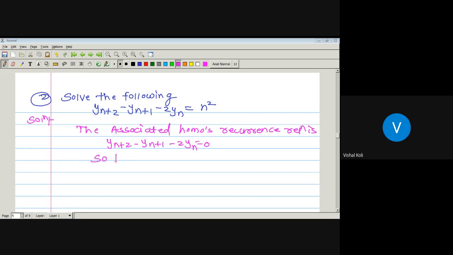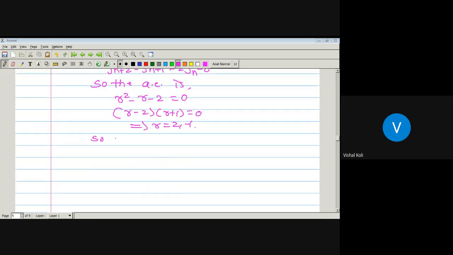So the auxiliary equation is r square minus r minus 2 equal to 0. What are its roots? 2 and minus 1. So r equal to 2, minus 1. So the homogeneous solution is C1 times minus 1 to the power n plus C2 times 2 to the power n.